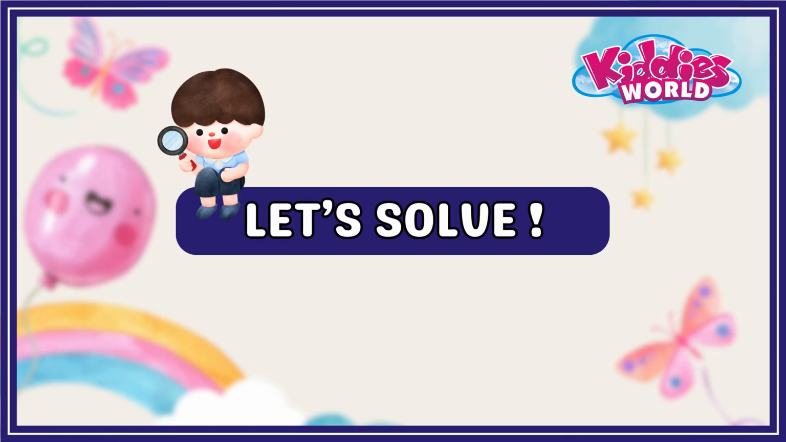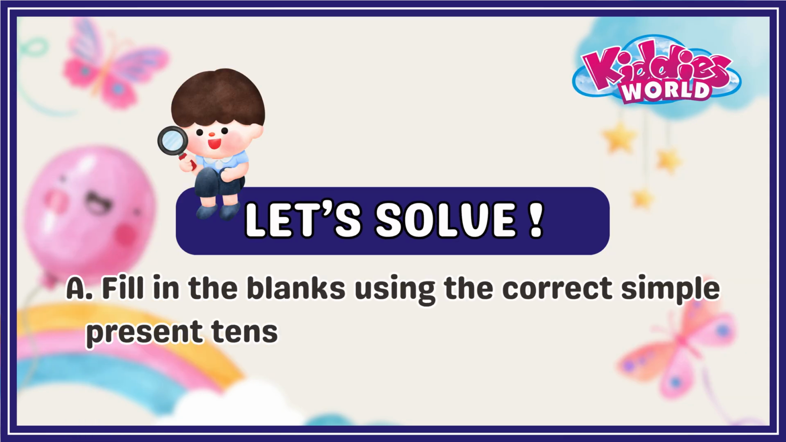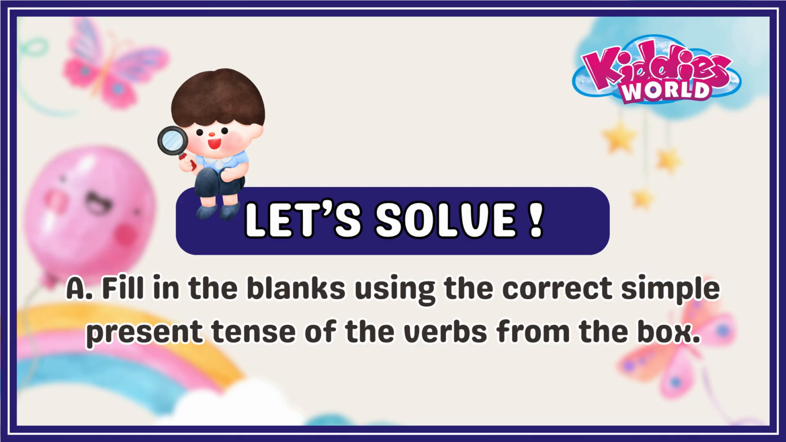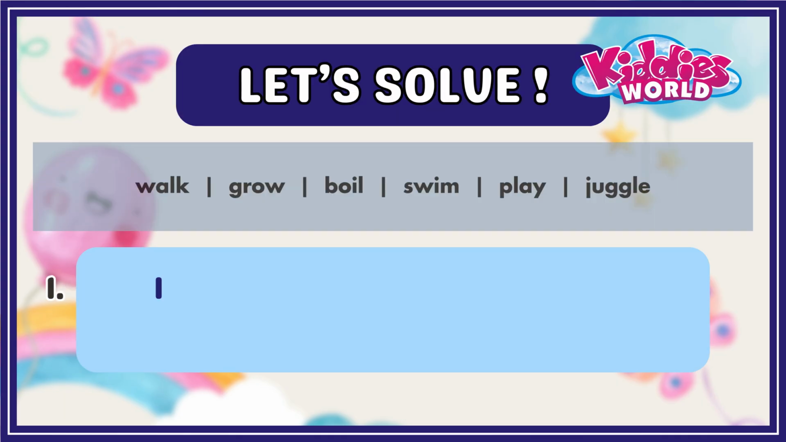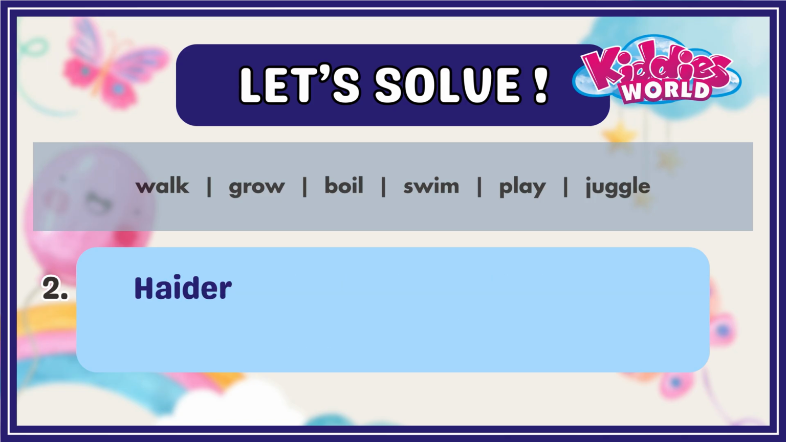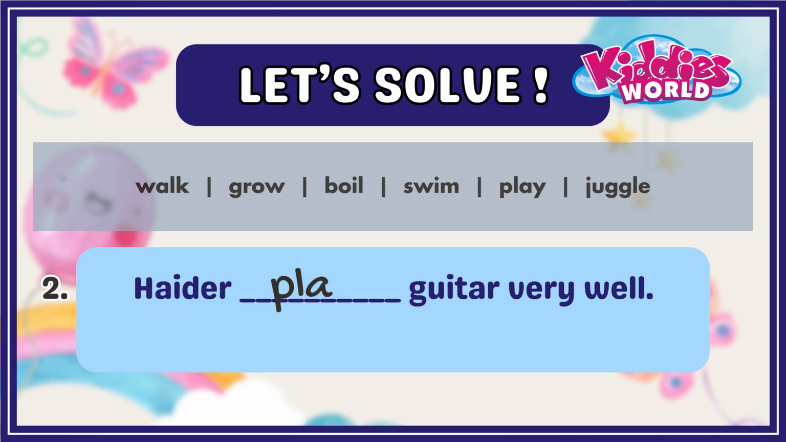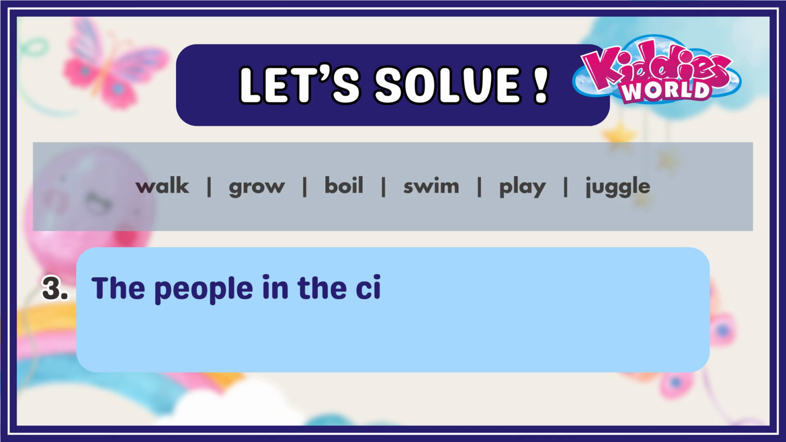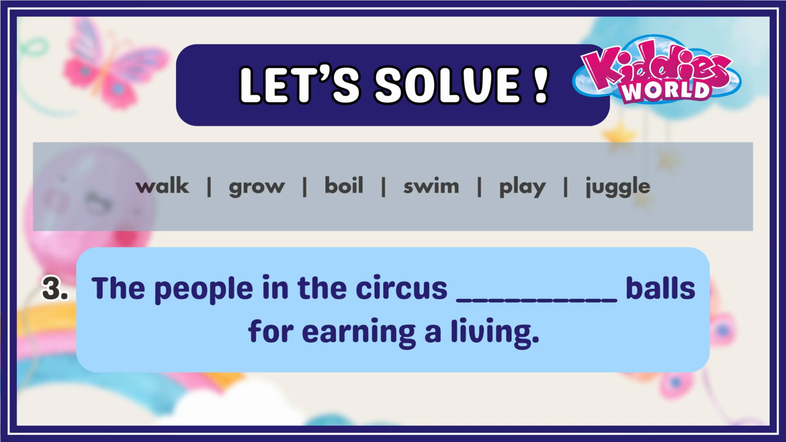Let's solve. Fill in the blanks using the correct simple present tense of the verbs. I dash to the football field every evening. I walk to the football field every evening. Hyder dash guitar very well. Hyder plays guitar very well. The people in the circus dash balls for earning a living. The people in the circus juggle balls for earning a living.